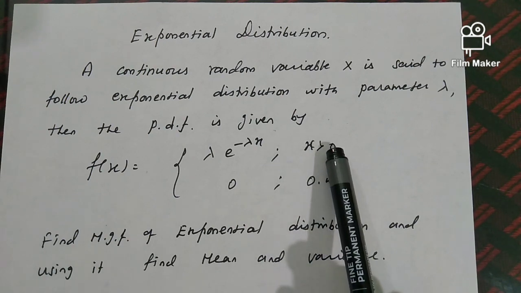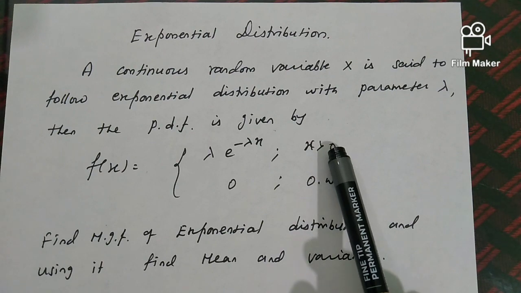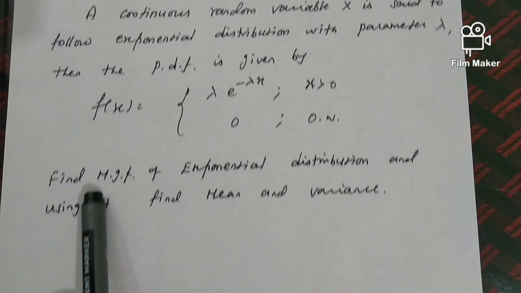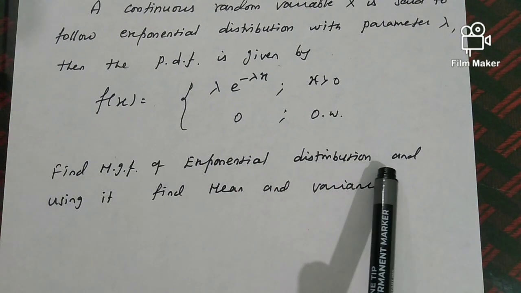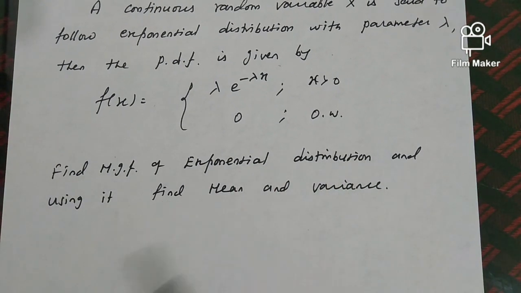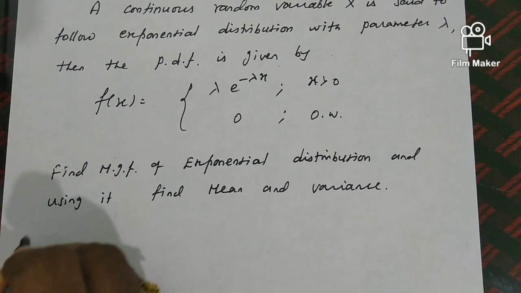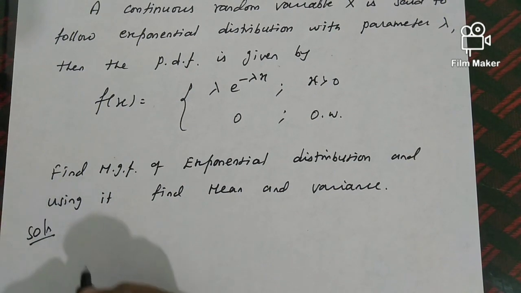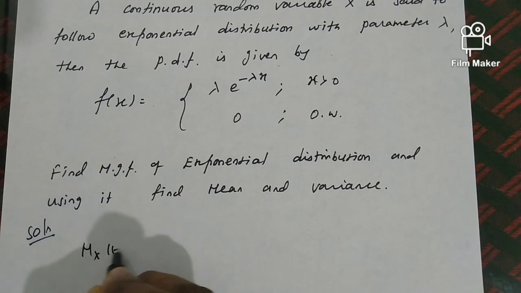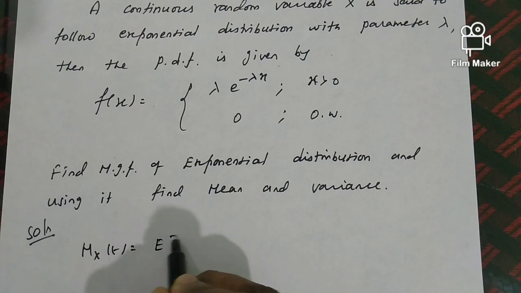As usual, the first question is: find the MGF of the exponential distribution, and using it, find the mean and variance. Look at the question. Find the MGF of the exponential distribution and using it, find mean and variance. So as usual, what is our M_X of t? The solution is, we know that M_X of t is nothing but the expectation of e power tX.